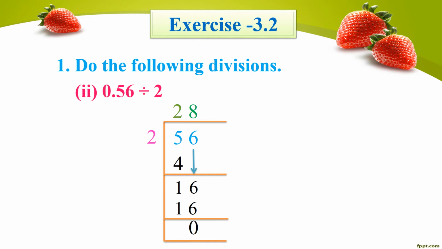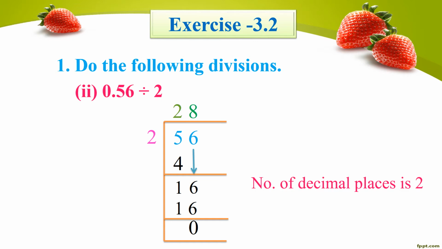Now, second step. Place the decimal point in the quotient after as many digits from the right as the number of decimal places in the dividend. Okay, here the dividend is 0.56. Number of decimal places in the dividend is 2. After the decimal point there is 5 and 6. Therefore, the number of decimal places is 2.